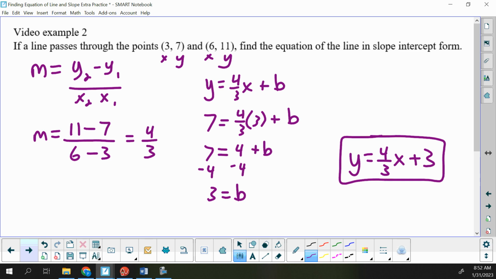So video example 2 should help you with questions 5 through 8. Now each 2 questions that you do, get up and check your answers that are posted throughout the room. And then if you're in good shape with those, go do the next 2, get up, check your answers, and so on.